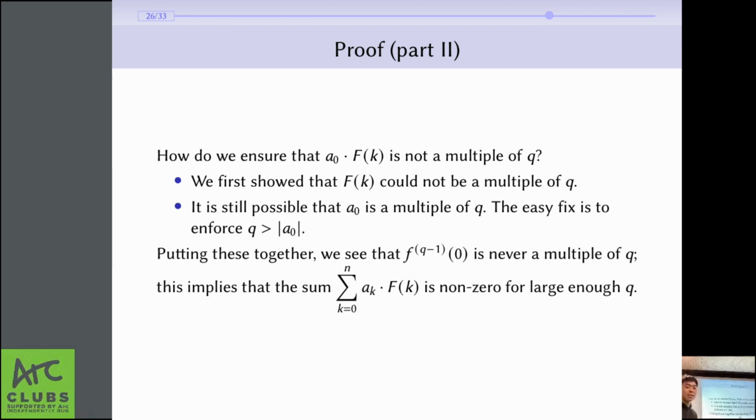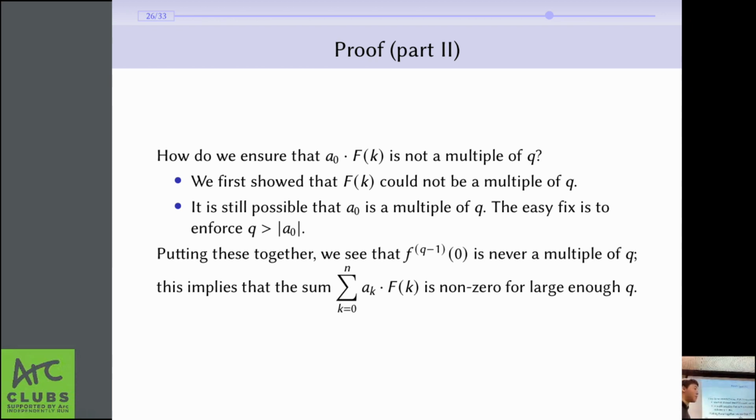If this entire sum were to be 0, then this entire term here must be the negation of a multiple of q, which implies that this term, the q minus 1 derivative of f evaluated at 0, must have been a multiple of q. But this is never true because this is never a multiple of q. And so the sum is never 0, at least for large enough q.